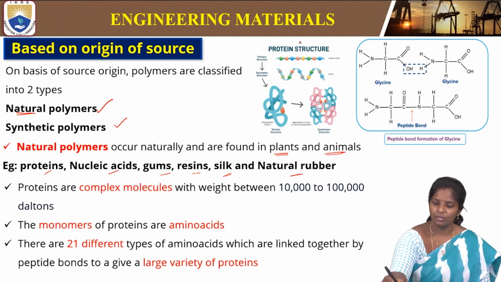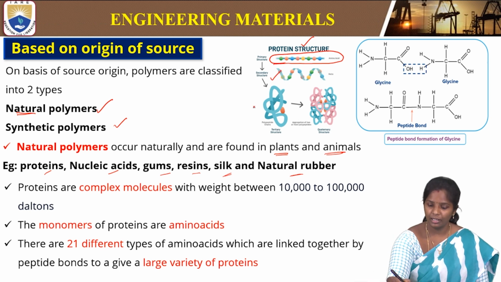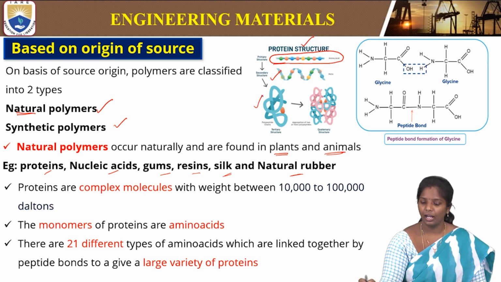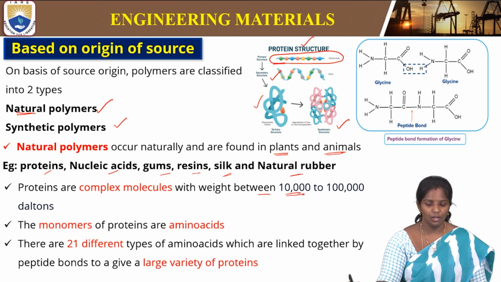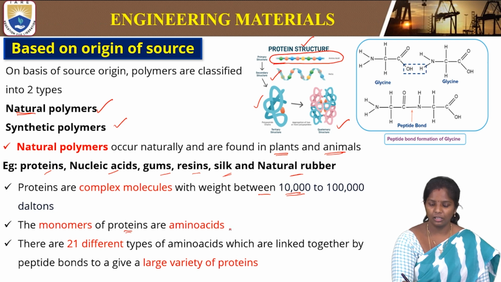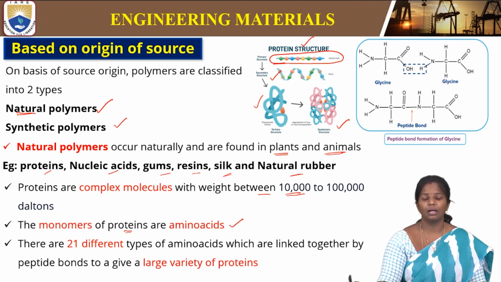This is the protein structure. As we see, there is a simple molecule, then a secondary structure forms, then a helix, a tertiary helix, and then the complex structure. The ultimate structure is a complex molecule, and the weight is very high, like 10,000 to 1 lakh daltons. The monomers of these proteins are amino acids. We have learned in lower classes that amino acids are the backbones of proteins.